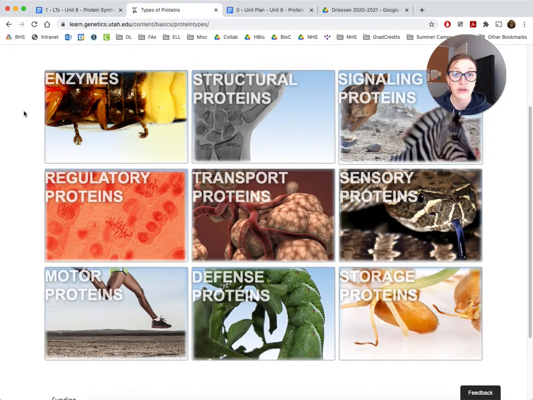We've already learned a lot about enzymes and how enzymes are types of proteins that catalyze chemical reactions, which means it makes them go faster, it reduces the energy required. Some examples of enzymes are, for example, the one that helps fireflies glow at night. So enzymes do lots of different jobs. Structural proteins are those that provide strength and stability and support for not only your cells, but also your entire body. Some proteins specialize in sending signals.